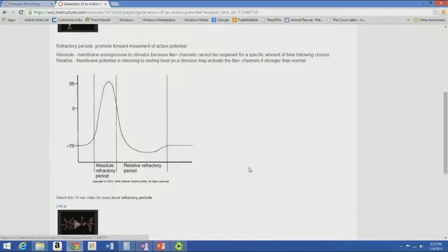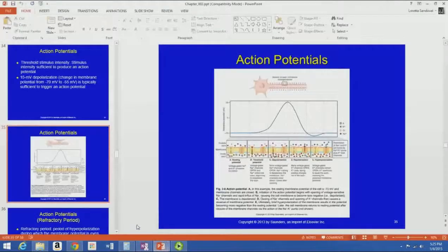So there are two different types of refractory periods that we'll refer to. One of them is the absolute refractory period. The membrane is unresponsive to a new stimulus because the sodium channels can't be reopened for a specific amount of time following closure.